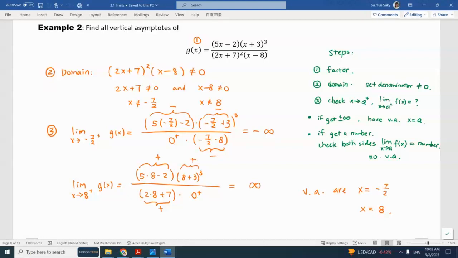Do you remember last time I told you we let it go to this number from the right instead of from the left? Because 0 plus, no matter if it's squared or the power 1, it's still 0 plus. But if it's 0 minus, squared will become 0 plus. So that's why using 0 plus is better. It's less chance to make mistakes.